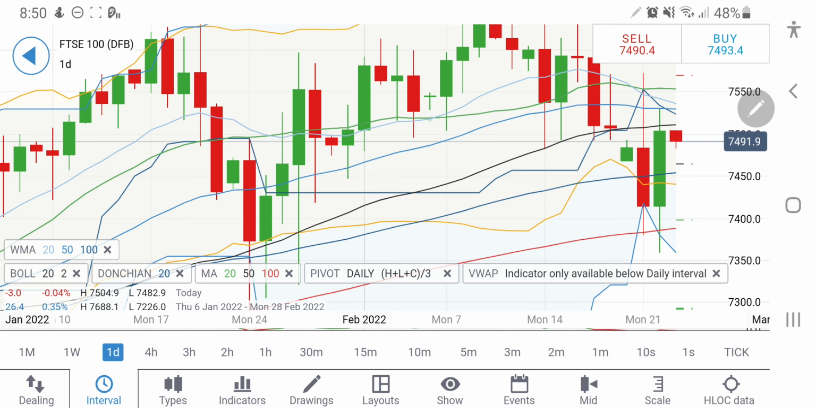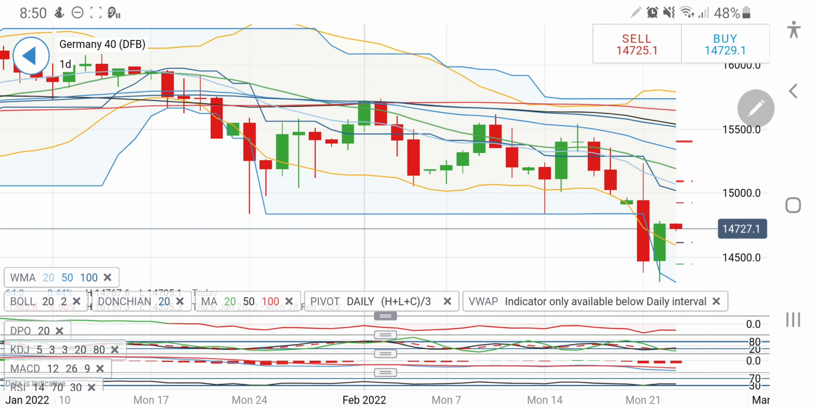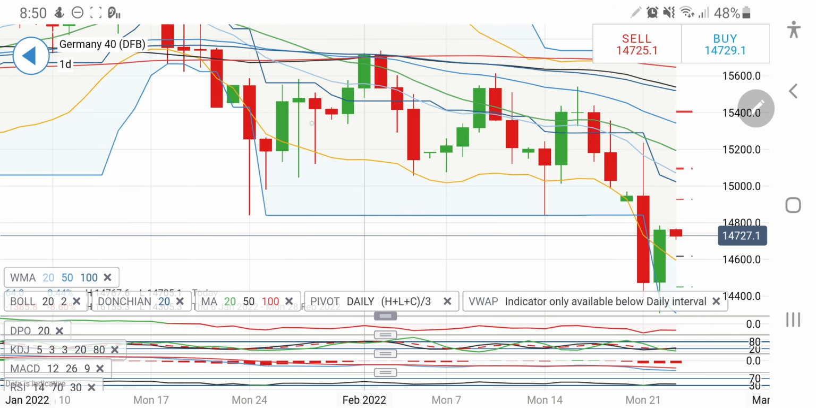Now let's have a look at Germany 40. Similar is the story on Germany 40. Only long entry is recommended if you see it breaking 14800. Once it breaks 14800, it may continue to rise. How far could this go? It can rise towards the first resistance at 14920, and then 15,000 levels will come into picture. 15050 can also be achieved. So if it breaks 14800, yes, you can take a long entry.